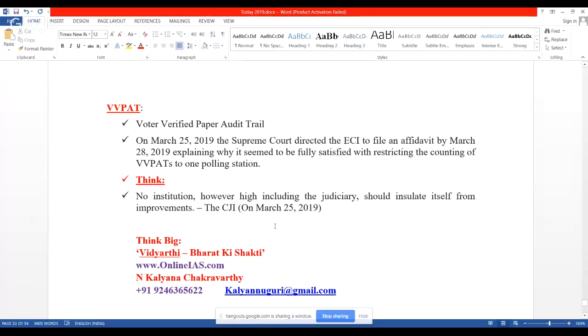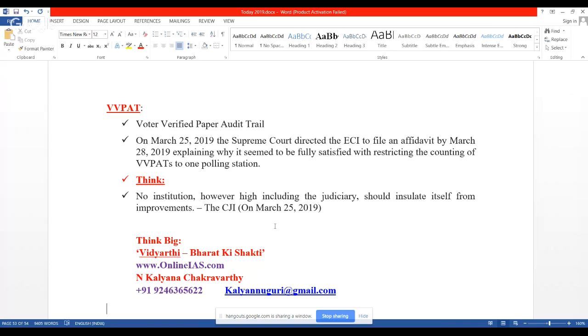Now, look at this. VVPAT stands for Voter Verified Paper Audit Trail. On March 25th, 2019, yesterday, the court directed the Election Commission of India to file an affidavit by March 28th, 2019, explaining why it seemed to be fully satisfied with restricting the counting of VVPATs to one polling station. You are counting VVPATs only in one polling station and you are completely satisfied. How is it possible? It's not your satisfaction, but the satisfaction of the people that is very, very important.